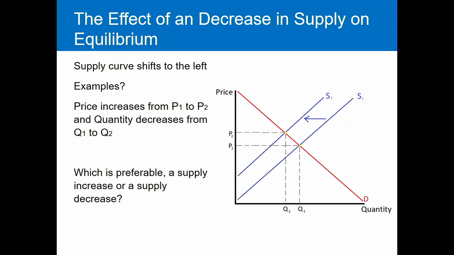Obviously, a supply increase is much better for consumers than a supply decrease. When supply increases, you get more of the goods for a lower cost, whereas when there's a supply decrease, there are fewer goods at a higher cost. Do these two make sense? All right.